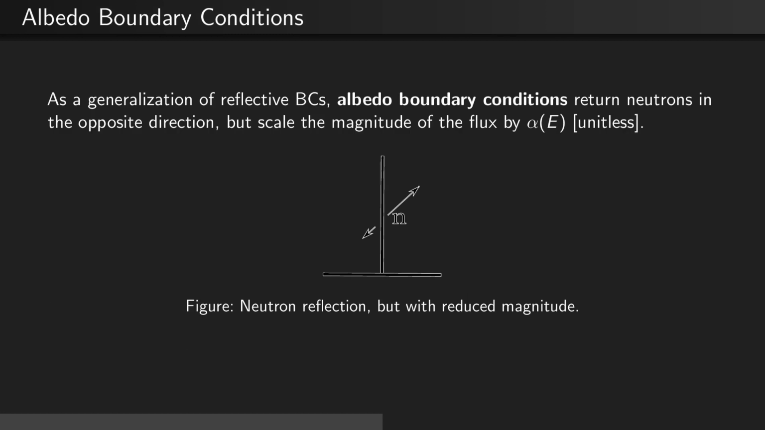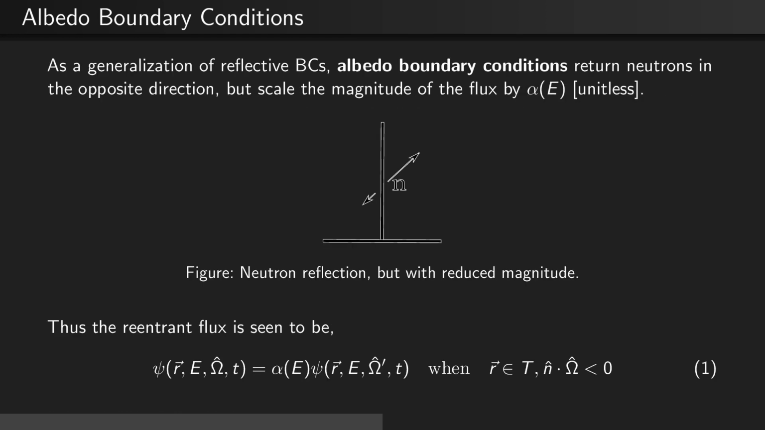As a generalization of reflective boundary conditions, albedo boundary conditions return neutrons in the opposite direction, but scale the magnitude of the flux by some parameter alpha of E, which happens to be unitless. Therefore, the reentrant neutron flux is seen to be psi of omega hat equals alpha of E times psi of omega hat prime.